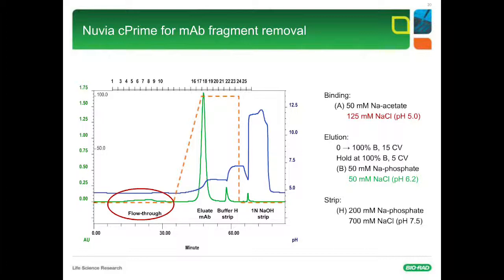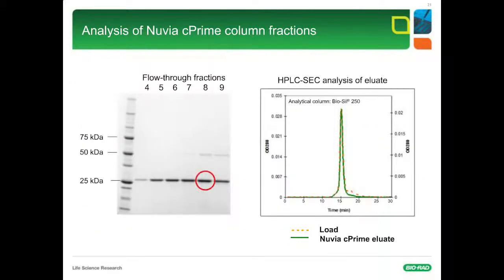And how do we confirm the removal of the fragment? We ran SDS-PAGE with the fractions collected from the flow-through and excised this band from the gel and ran mass spec analysis, which confirmed this is a light chain fragment. The HPLC on the right-hand side also shows, the orange dashed line is the load, and the green line is the eluate from NuVH-C prime. You also see the clearance of the fragments, the little bump at the bottom.